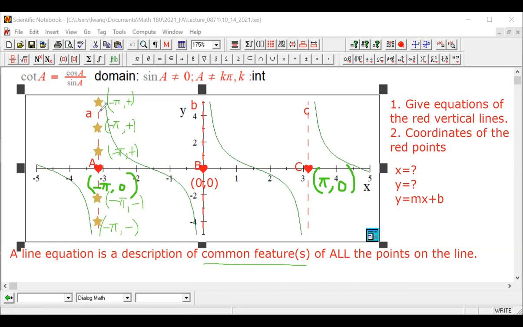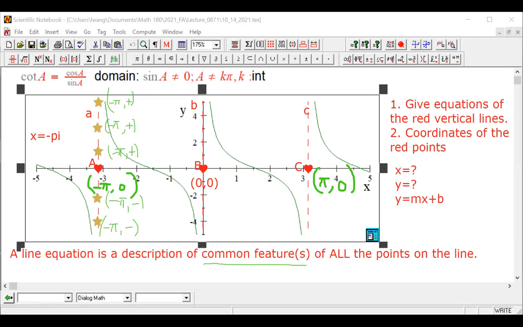Okay, therefore, the equation of line A will be the same as what is being described by Kelly. Kelly said x equals negative pi. That's a perfect answer. You can see that the equation is x equals negative pi, and this is the description of common features of all the points on the line. Do you guys see that? That's what I meant, okay?